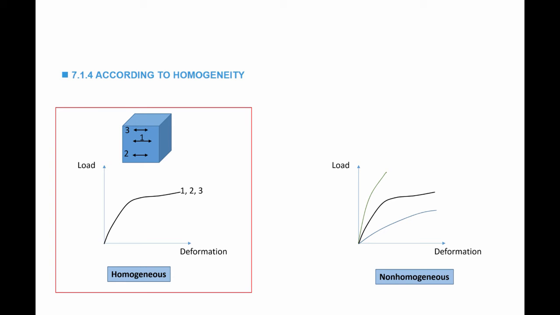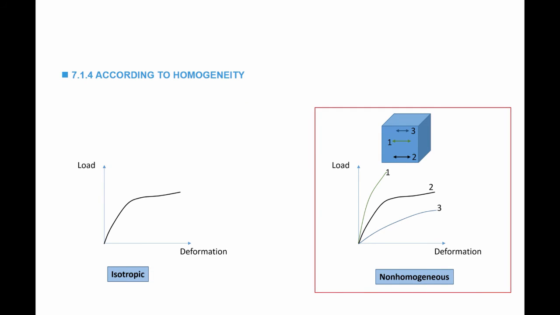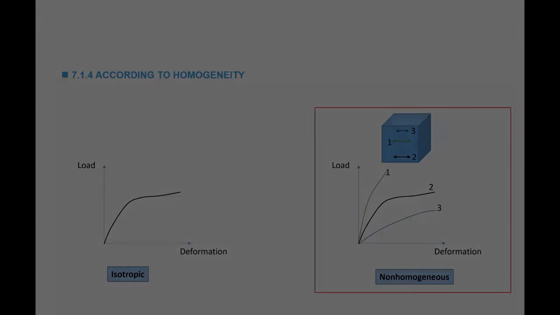A material is homogeneous if the response to load is independent of where I take the specimen from. So for example, if I take specimen 1, specimen 2, or specimen 3, and I load each specimen and record the deformation, I get the same deformation. This is called a homogeneous material. On the other hand, if taking specimens from different parts of the material will give different responses to loading, this is considered a non-homogeneous material.